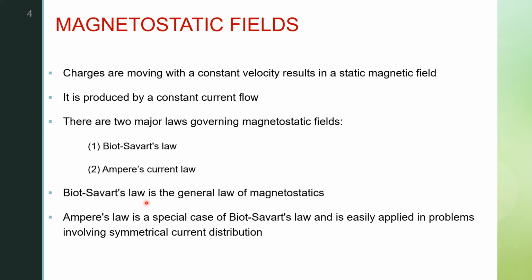Biot-Savart's law is the general law of magnetostatics, whereas Ampere's law is a special case of Biot-Savart's law, and it is easily applied to problems that involve symmetrical current distribution. So Biot-Savart's law is analogous to Coulomb's law, and Ampere's law is somewhat analogous to Gauss's law.